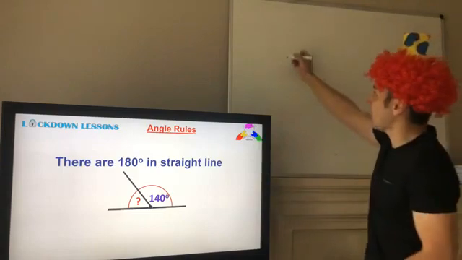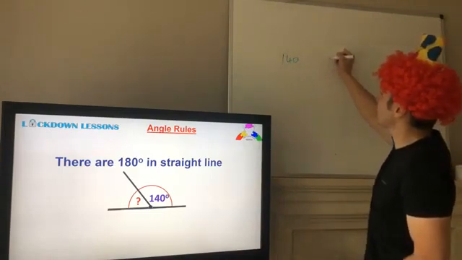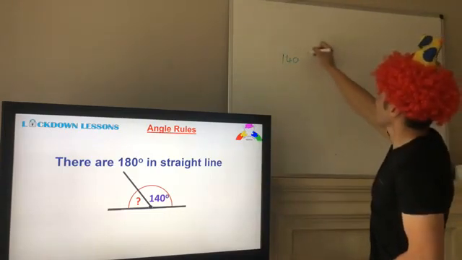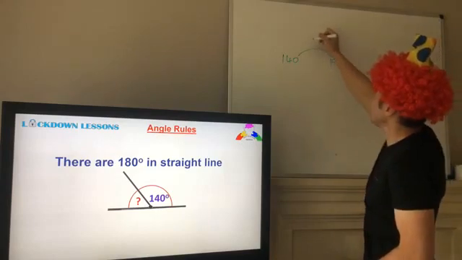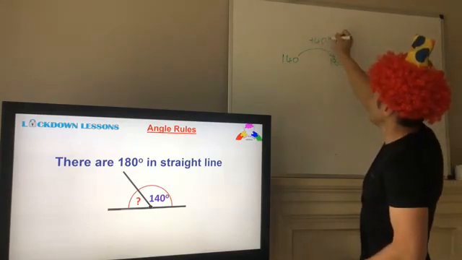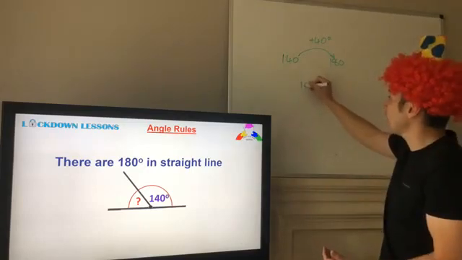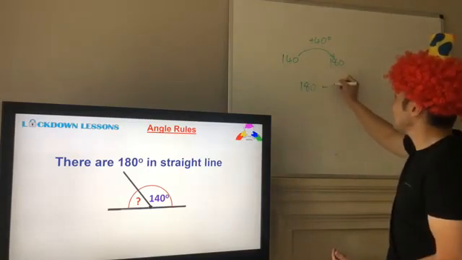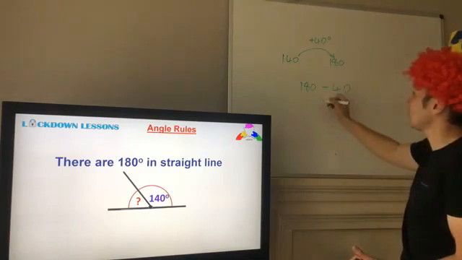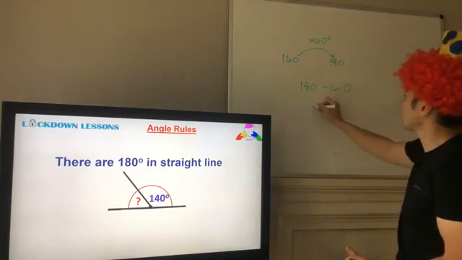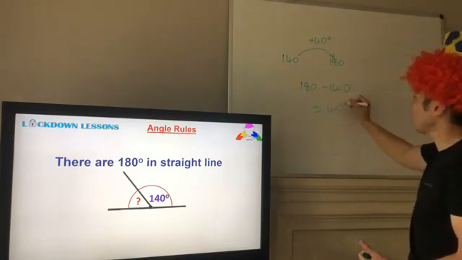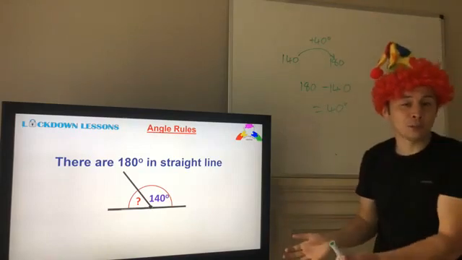So your options are to go from 140 and work out what you need to get to 180, which is 40 degrees. Or you could find the difference. One way to find the difference is to do 180, take away 140, which gives you 40 degrees. So that's how you solve those puzzles.